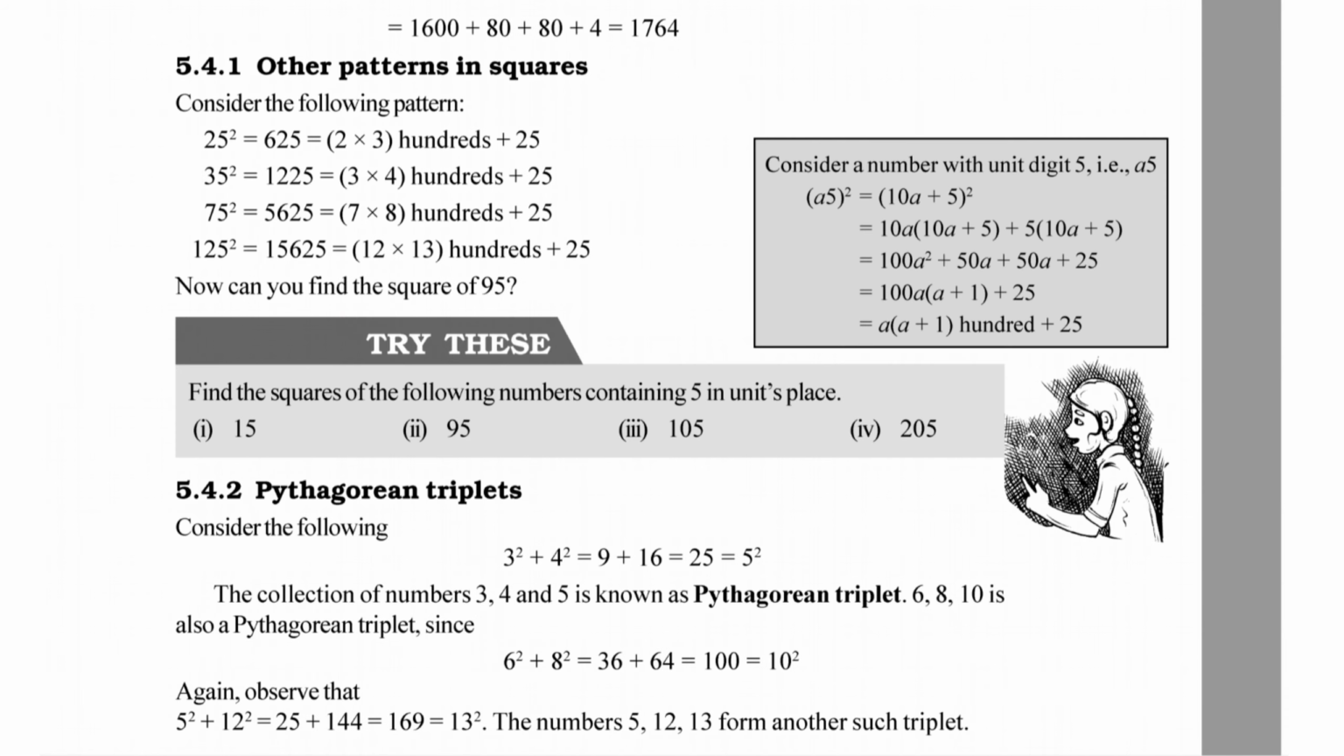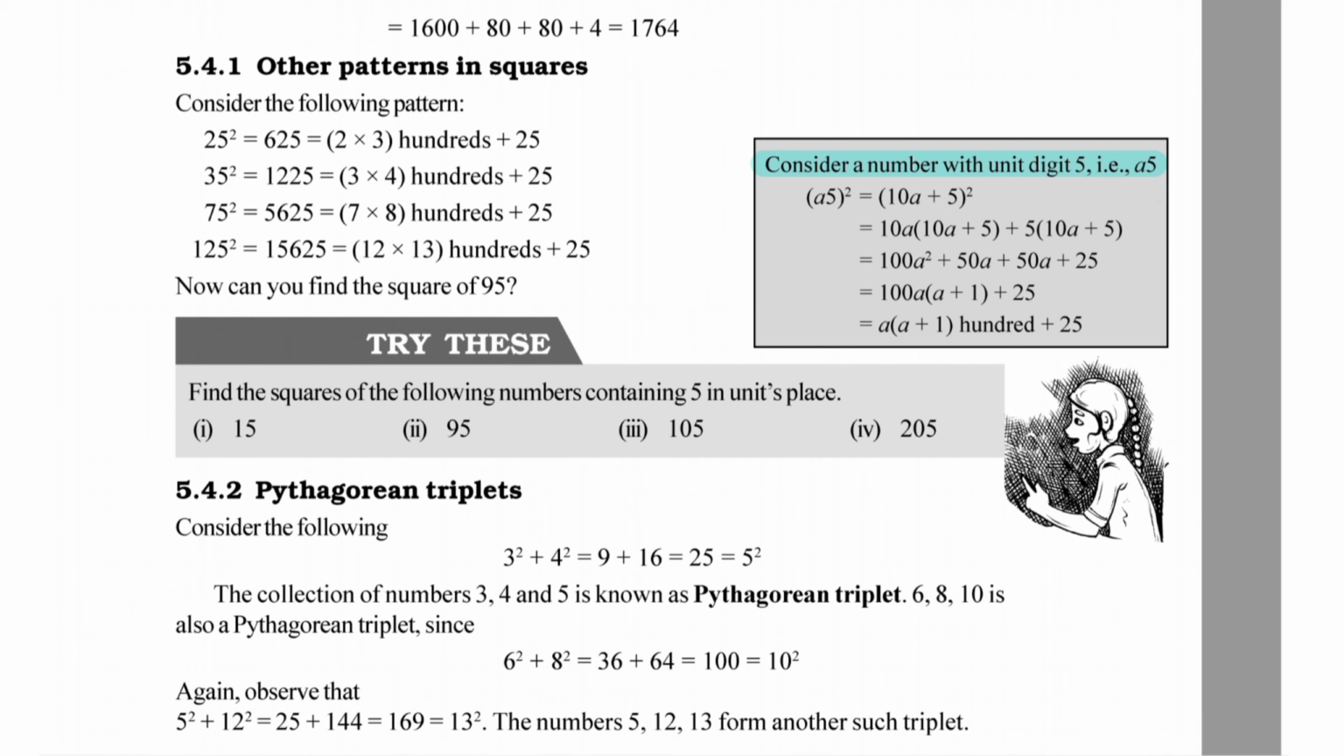Now if a number is given to you in such a way that its unit digit is 5, for example, you can consider a number with unit digit 5 and you are considering that number as A5, where 5 is the unit digit and A are the other digits.